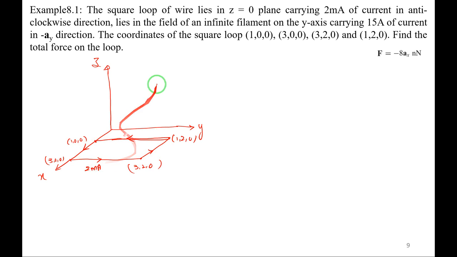Is it fine? Then next, we have another filament, an infinite filament on the y-axis carrying 15 amps of current in minus a_y direction. It means on the entire y-axis we have an infinite current carrying conductor. This is the infinite conductor. Carrying current in which direction? Minus a_y means in this direction. Current I is flowing in this direction, and that current is I equal to 15 amps. So this is the source of magnetic field.